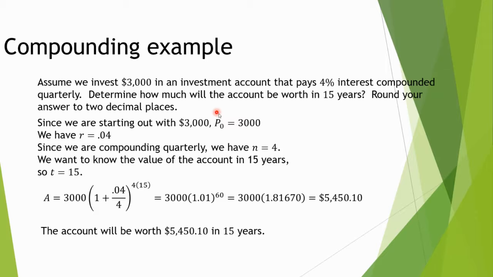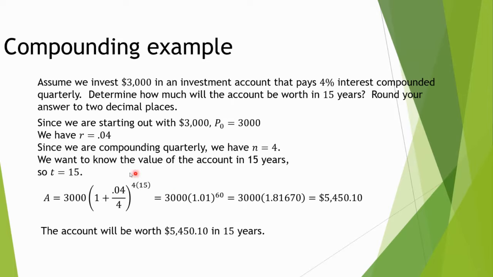Okay, so again, we're starting out with 3,000, right? That's the initial balance. So P sub 0 is 3,000. R is 0.04, that's our percent as a decimal. As I said, compounded quarterly. So N in this case is 4. It's being compounded 4 times in a year. We want to know how much will be in the account 15 years later.